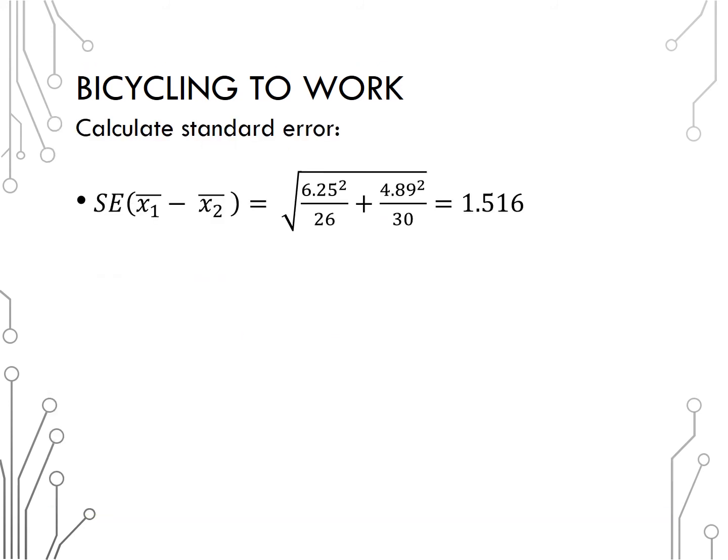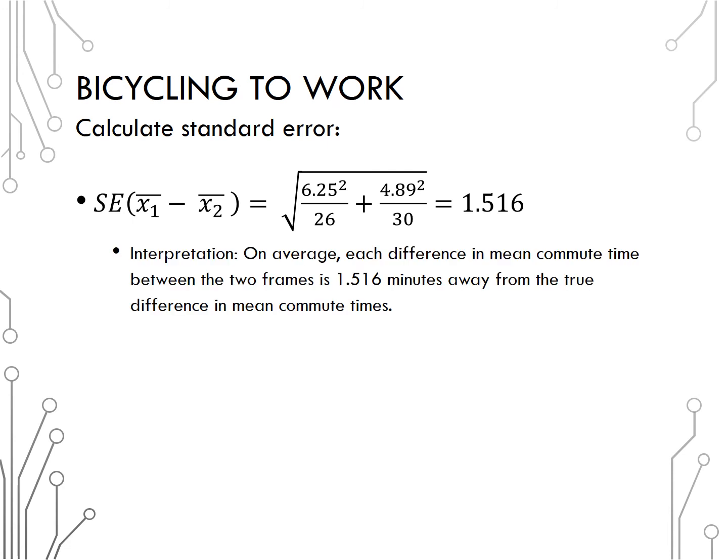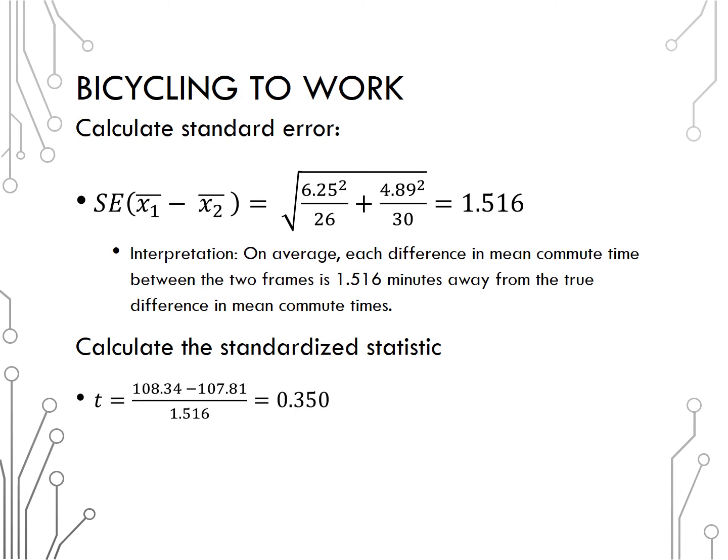Let's go ahead and calculate the standard error. The standard error of the difference in means will be s1 squared over n1 plus s2 squared over n2, square root of that whole piece. In your calculator, you should get 1.516. How would you interpret that value? On average, each difference in mean commute time between the two frames is 1.516 minutes away from the true difference in mean commute times.